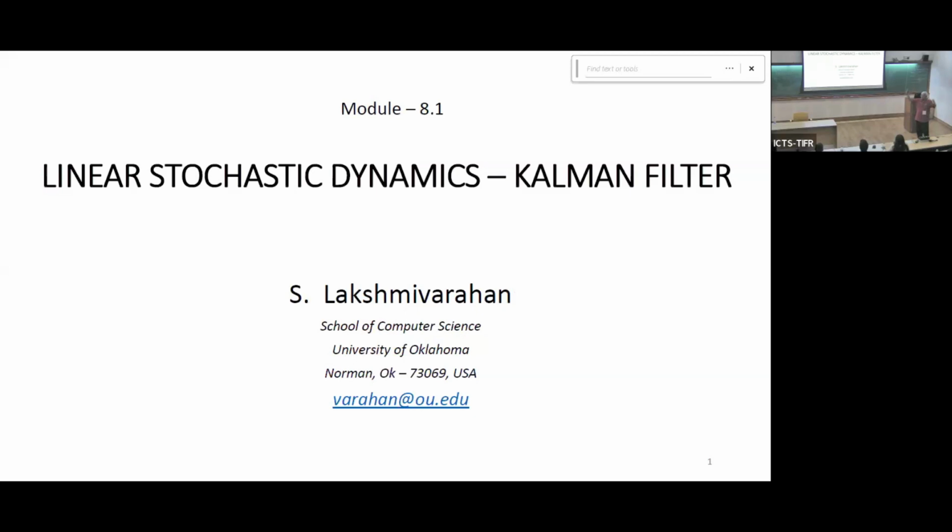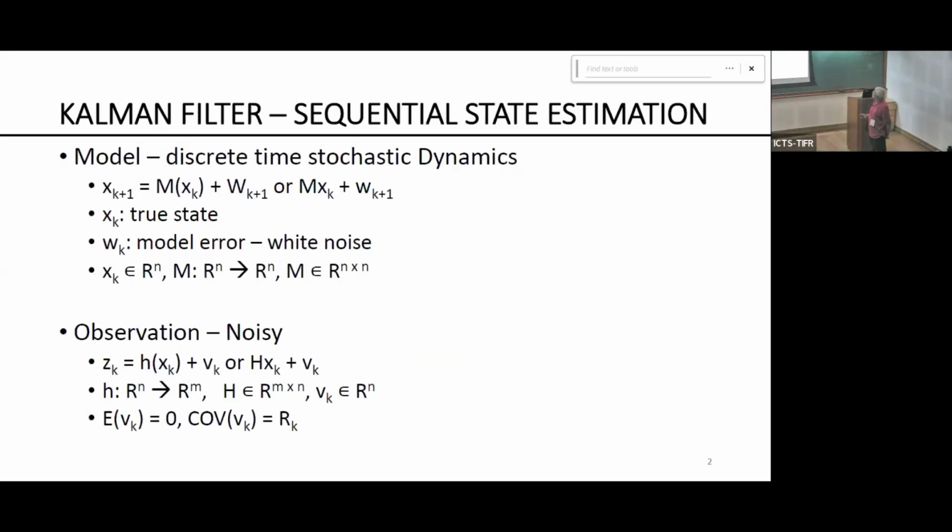So I'm now going to complete the story. I'm given a linear stochastic dynamic system. I'm having linear observations which are corrupted by noise. So what is the model? The model can be linear or nonlinear. In the case of a linear model, x_{k+1} is equal to M of x_k plus w_{k+1}, that is the model noise. This is the nonlinear function, that is the model noise.